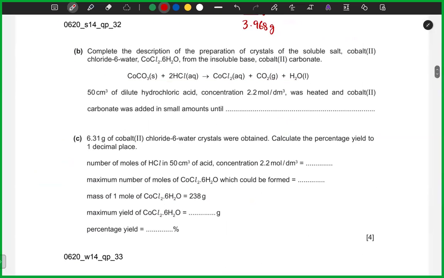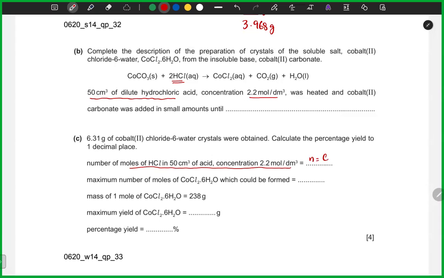The next question is also kind of very similar. What he's doing is that he's adding HCl to cobalt carbonate. And he's already told us the amount of crystals that are forming for cobalt chloride, he's given us the mass. So the volume of HCl is given, and the concentration of HCl is given as well. So in the first part, you have to find the moles, and that's pretty easy.